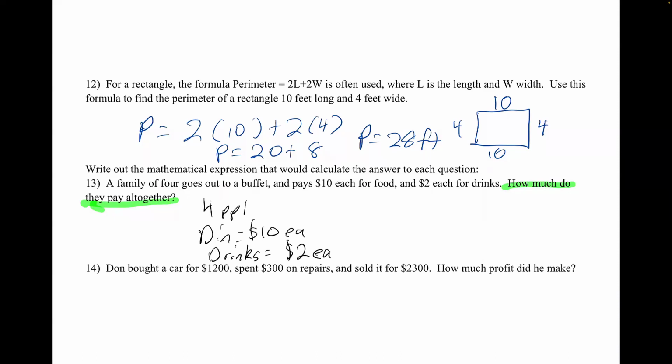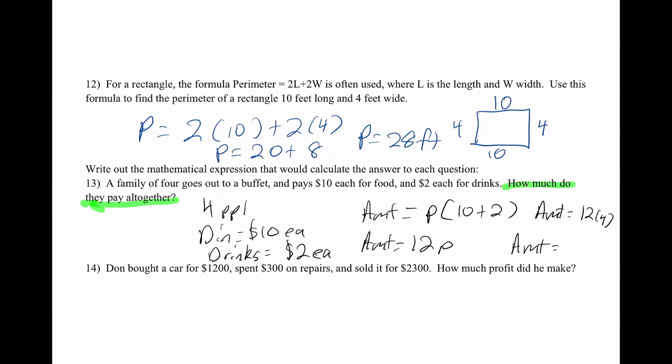So I want to figure this out. I'm going to take 12 and plug in a 4. And so the amount, so that gives me an amount equal to 12 times 4, which gives me 48. So how much did they pay?